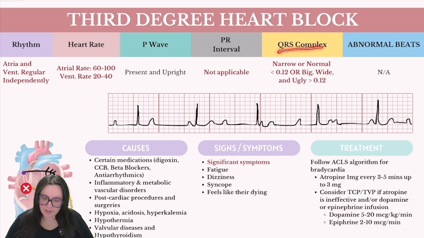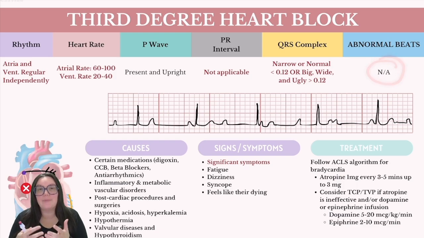The QRS complex, again, can be narrow and normal, or it could be big, wide, and ugly. Most of the time it's going to be big, wide, and ugly because it's only receiving information down there from the Purkinje fibers. And then lastly, we're going to see abnormal beats. Not really, right? This entire thing is an abnormal beat. So in this particular case, there's really not going to be any kind of abnormalities when it comes to this rhythm.